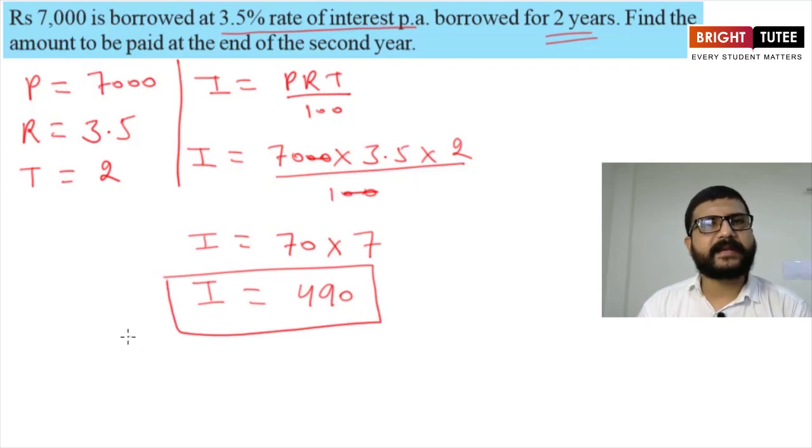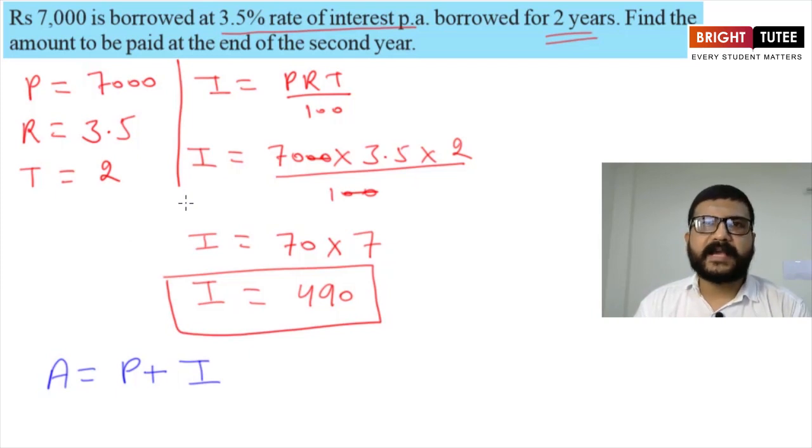But what do we have to find here? We have to find the amount to be paid at the end of the second year. What will be the amount? As we know, amount is equal to principal plus interest. While returning back the money, what do we have to do? We have to return the amount which we have taken, and we have to add a charge to it. We have to give the charge also for using the money. That is known as interest. So amount is equal to P plus I.